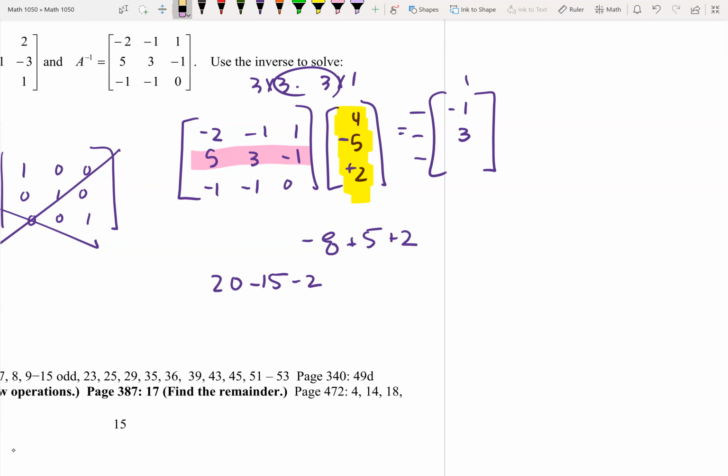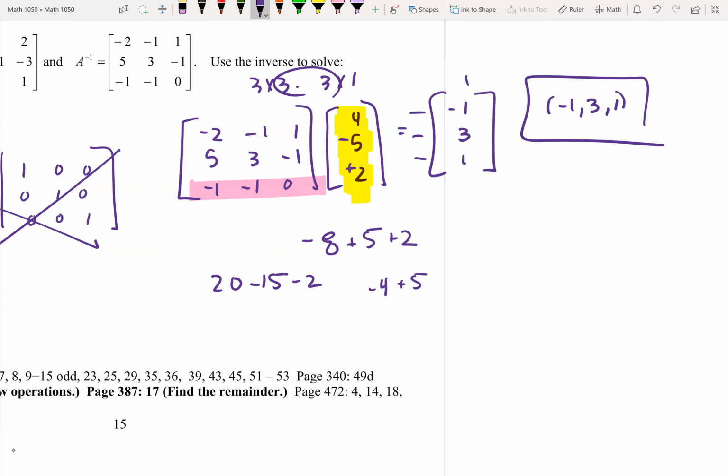Now I change rows. Negative 1 times 4 is negative 4. Negative 1 times negative 5 is a positive 5. 0 times 2 is a 0. Negative 4 plus 5 is a 1. I'm done. My answer is negative 1, comma 3, comma 1. That's how I write it.